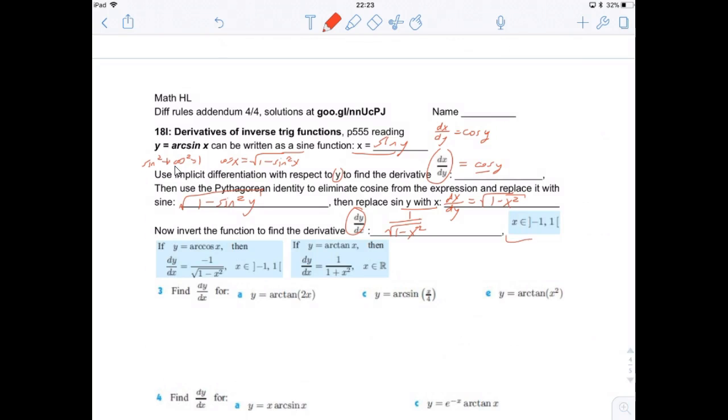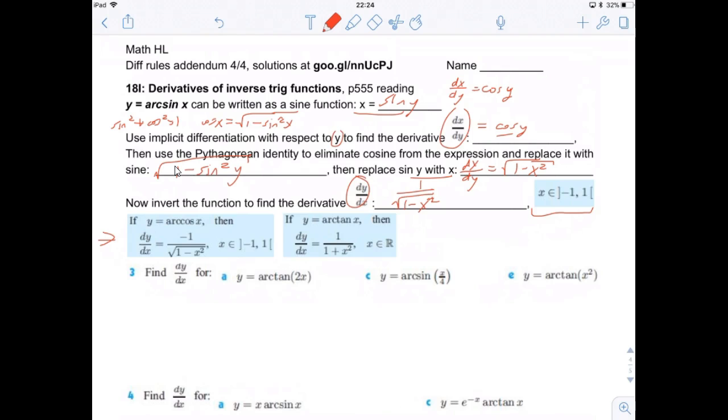And it's defined for this domain because what you're inputting is the ratio, the sine ratio, and you're getting the angle out. Okay. So here basically, if you do that same procedure to arccosine and arctangent, you're going to get these two rules here. Now let's try to use these rules.